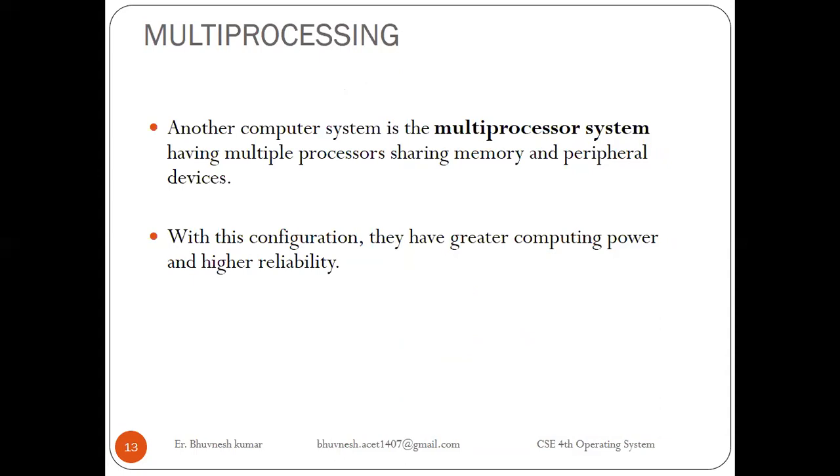Next is your multiprocessing concept. Multiprocessing: another computer system is the multiprocessor system having multiple processors. If there is a single processor, that is a uniprocessor. If they have multiple processors and the memory is shared between these multiple processors, your multiple tasks or multiple processes can be executed simultaneously. With this configuration, they have greater computing power and higher reliability. If there are multiple processors, the example is there.